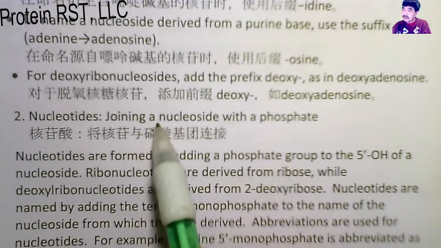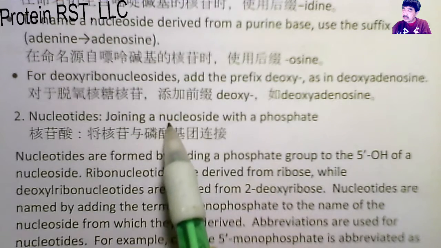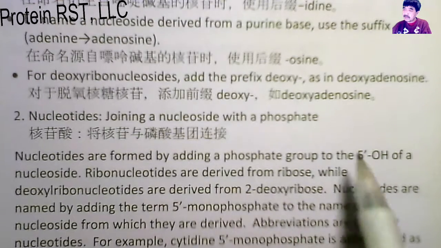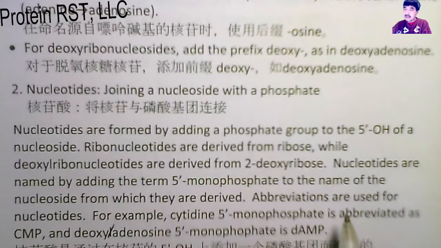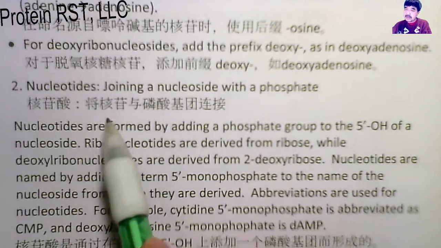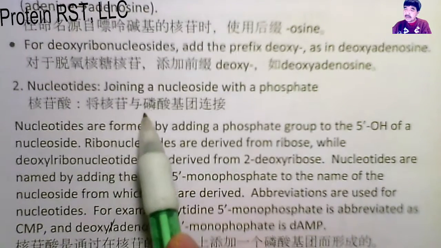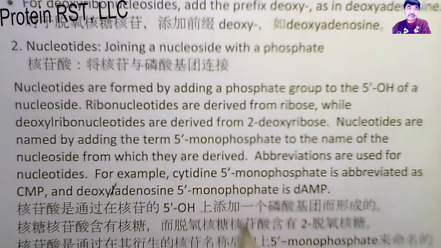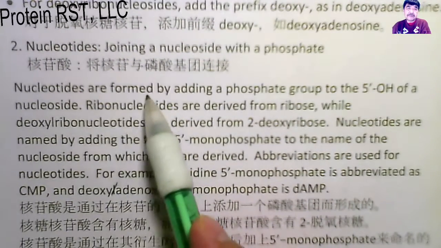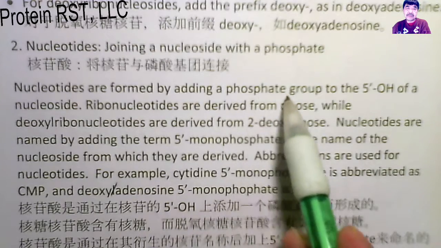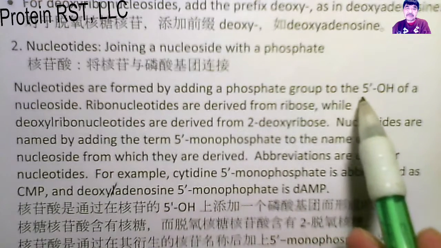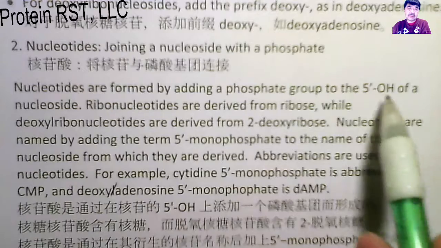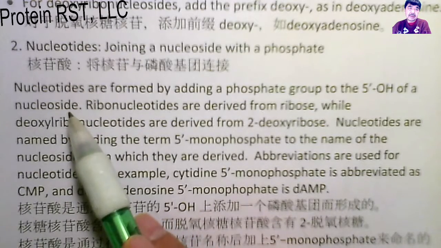Joining a nucleoside with a phosphate group. Nucleotides are formed by adding a phosphate group to the 5' hydroxy group of the nucleoside.